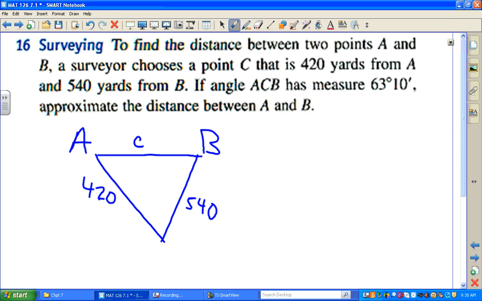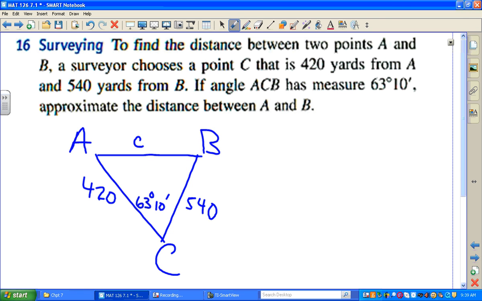If the angle ACB has 63 degrees 10 minutes, approximate the distance between A and B. Could you use the law of sines in this? You could, but it's the ratio, right? No, it's not. It's side angle side. So you couldn't use the law of sines on this one. You don't have an angle opposite the side to start the ratio.